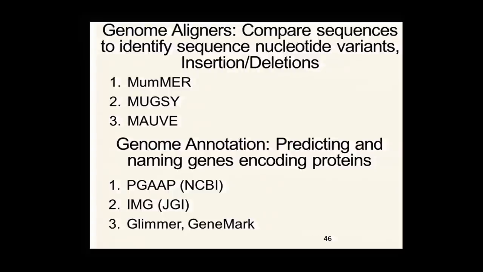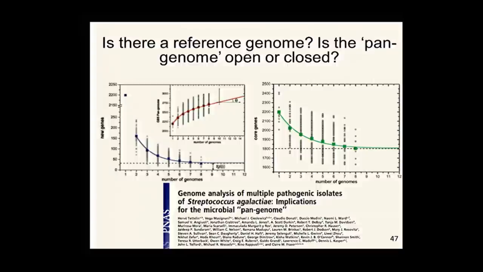Genome annotation. That's different than genome alignment. This is where you have the DNA sequence and you want to predict and name the genes encoding proteins, and non-coding RNAs. We used to use the JGI tool, Glimmer, GeneMark. We've now moved over to using PGAP, which is supported by NCBI. You could certainly use two different tools and see if they predicted the same genes. There's going to be differences in annotation, in terms of whether it returns that this is an iron transporter or a metal transporter, the different names they're going to use for it. But pretty much it should be able to tell you what an open reading frame is.